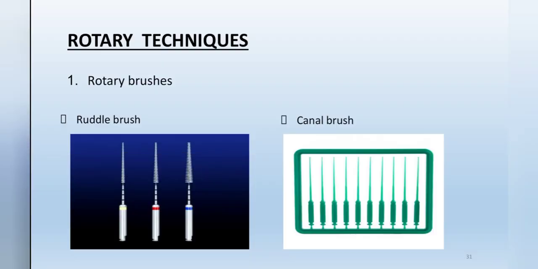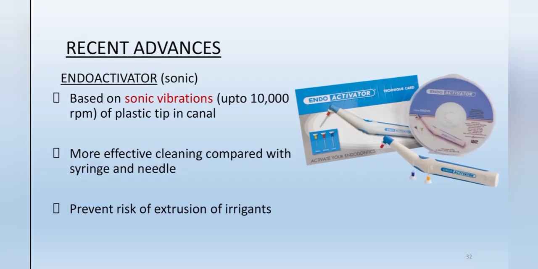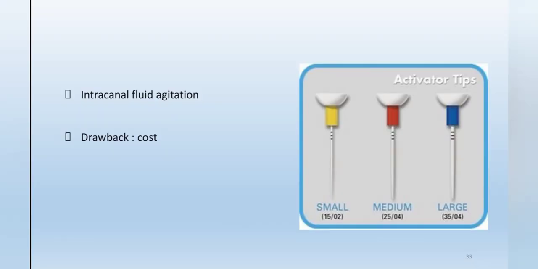Now, rotary techniques, such as rotary brush and canal brush. Then EndoActivator, based on sonic vibrations of a plastic tip in the canal up to 10,000 rpm. It is the most effective cleaning compared with syringe and needle, and it prevents the risk of extrusion of irrigants. It provides intracanal fluid agitation, and the drawback is that it is expensive. You can see the activator tips of different diameters, small, medium and large. They are used for different diameters of root canal.